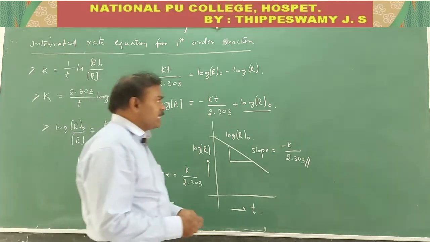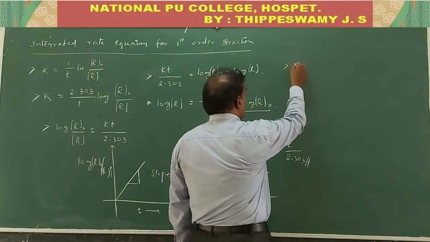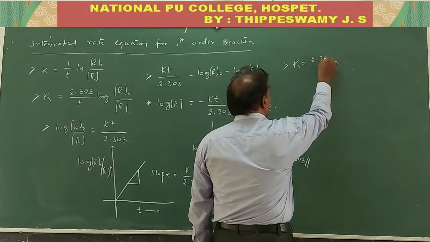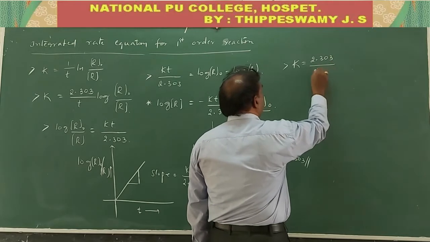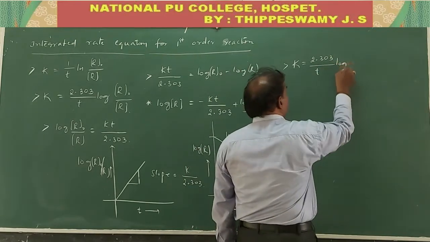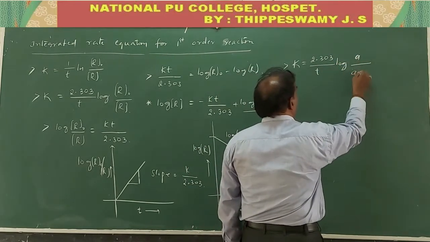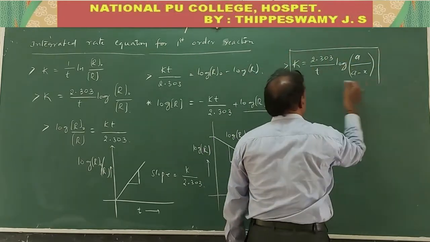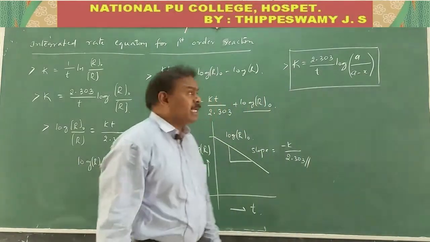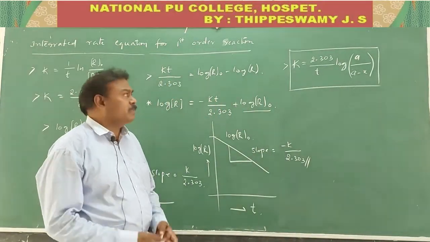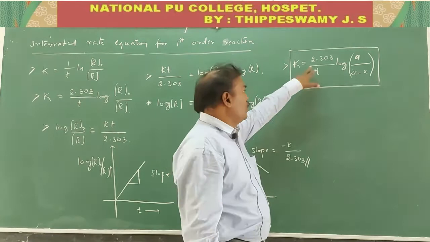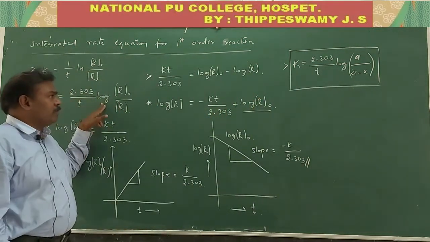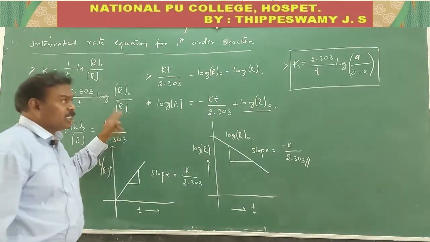Even the first order reaction can also be written like this. What is it now? That is k is equal to 2.303 divided by t into log to the base 10 of a divided by a minus x. Like this also we can write. Integrated rate equation for the first order reaction. This can be written in this manner: 2.303 by t into log of r0 by r.